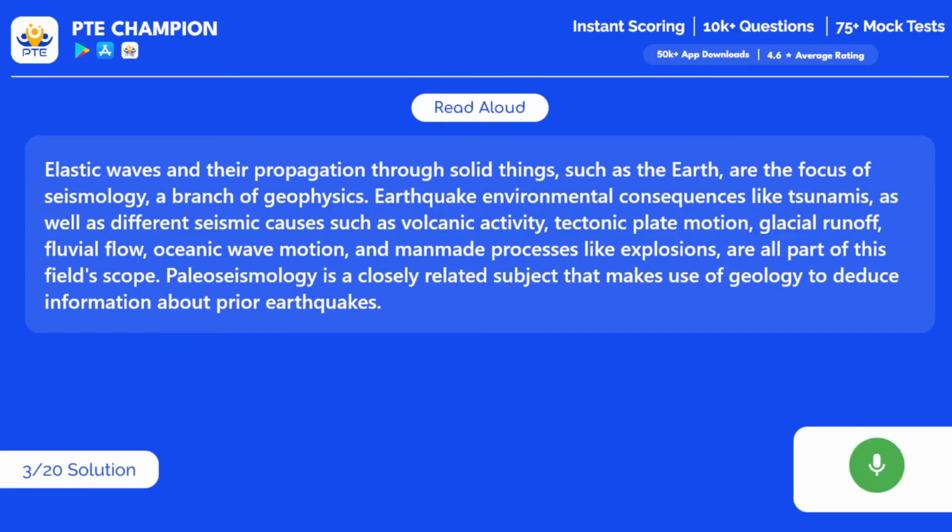Elastic waves and their propagation through solid things, such as the Earth, are the focus of seismology, a branch of geophysics. Earthquake environmental consequences like tsunamis, as well as different seismic causes such as volcanic activity, tectonic plate motion, glacial runoff, fluvial flow, oceanic wave motion, and man-made processes like explosions, are all part of this field's scope. Paleoseismology is a closely related subject that makes use of geology to deduce information about prior earthquakes.